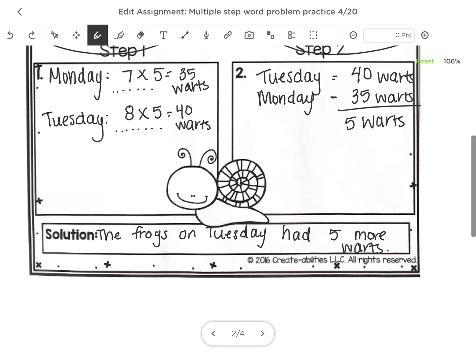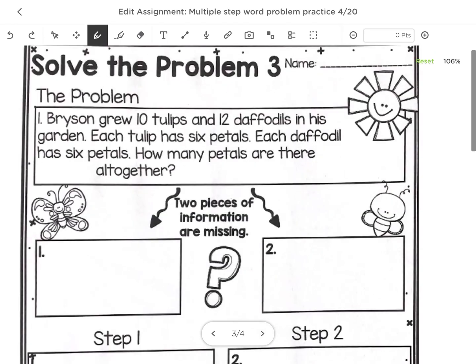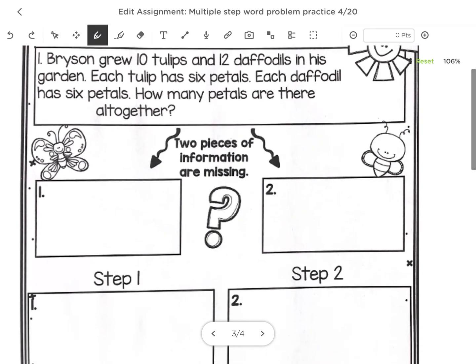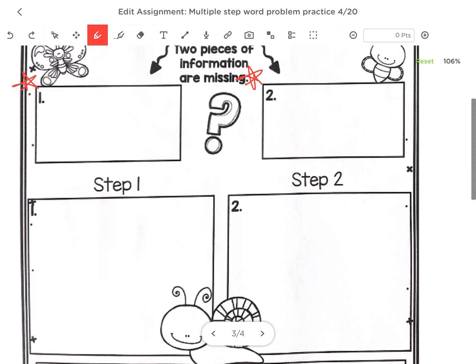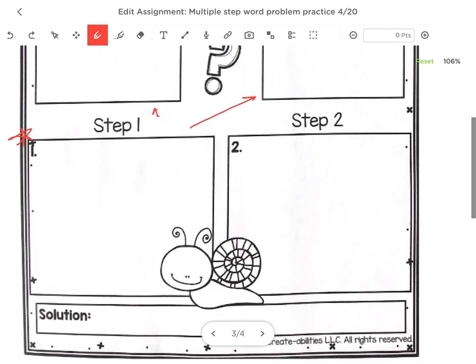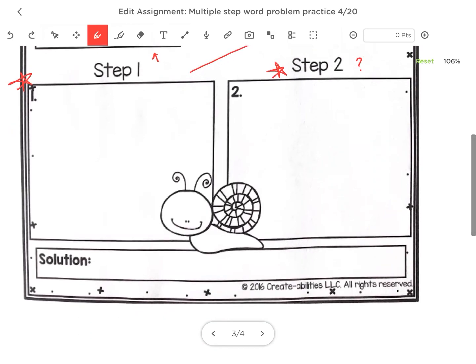So what you're going to be doing by yourself is you're going to be doing this problem. You're going to need to fill out what's missing, and then you're going to need to show your work for the first step. So remember, the first step is from here and here, and you're going to need to do the second step. So pay attention to the question, and then you need to write your solution in a full sentence.